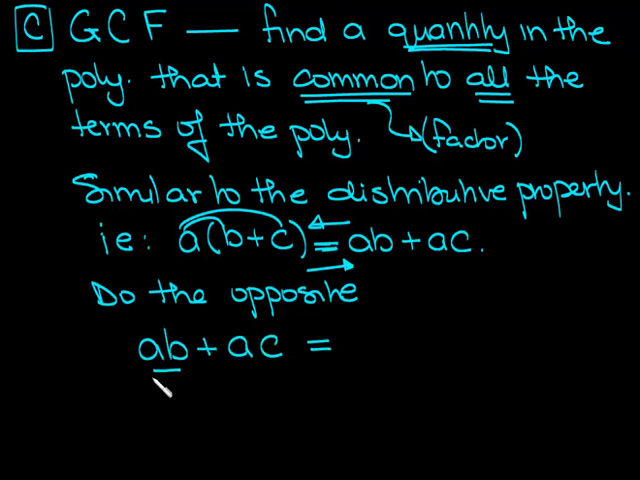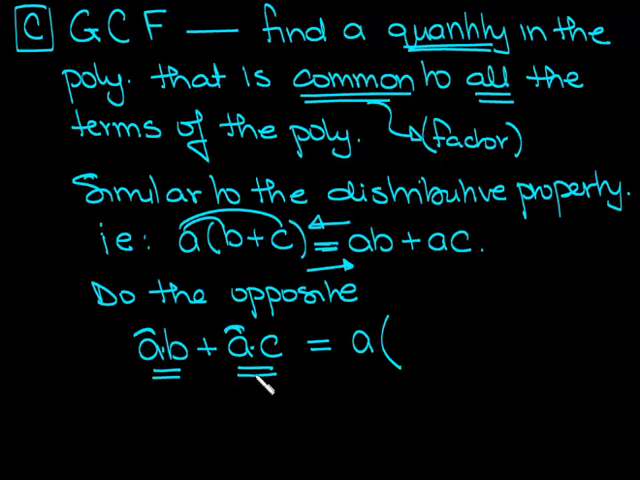Now I have two terms here. What's common in both those terms? What do both those terms have? Because it's written as a product, these are already factored, just so you guys know. But what's common in both of these terms? Both of these terms have the quantity a. So I can take that a out.